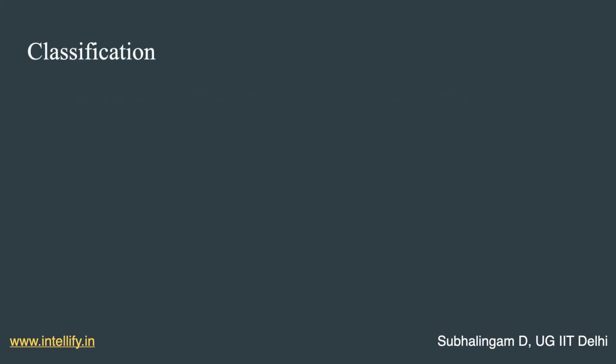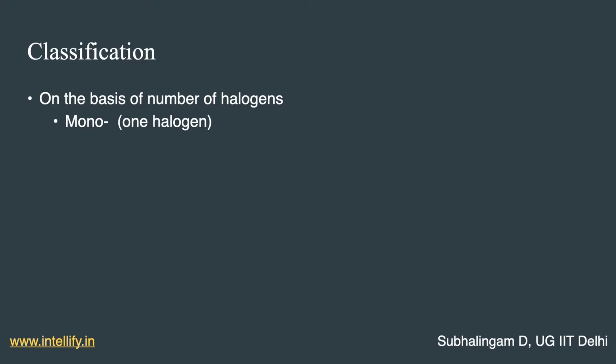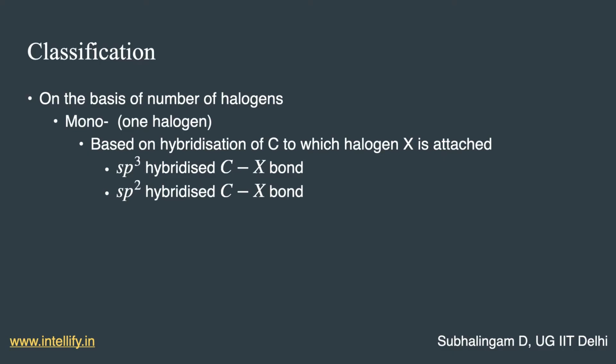Next, let's try to classify the variety of compounds we have. So we are going to classify them on the basis of the number of halogens they have. We call it mono if it has only one halogen, and within mono we have further classifications based on the hybridization of the carbon to which the halogen is attached. The carbon can be sp3 hybridized or sp2 hybridized.